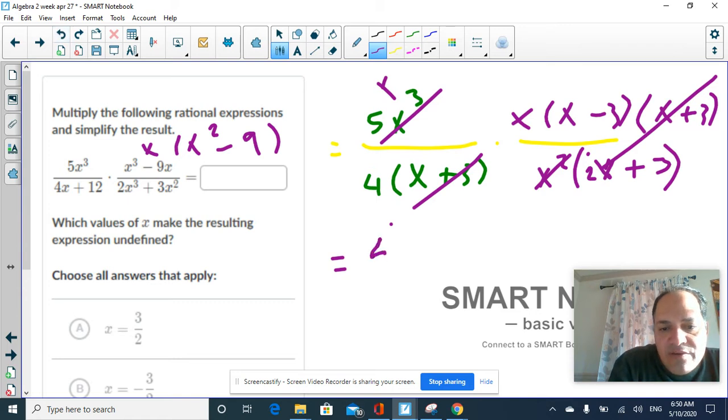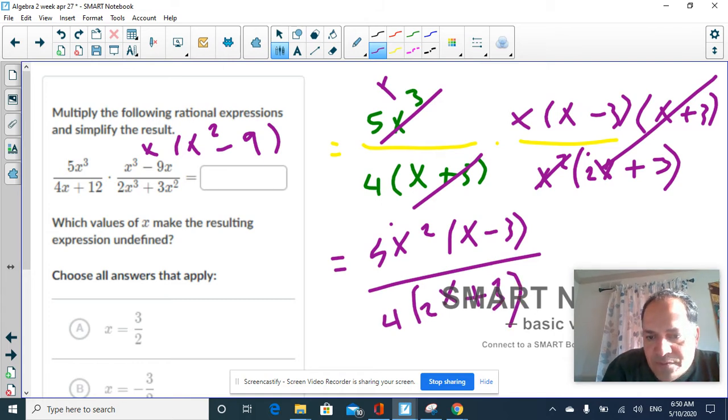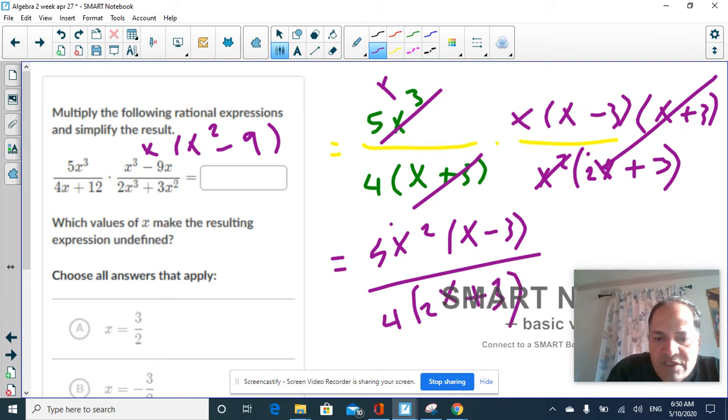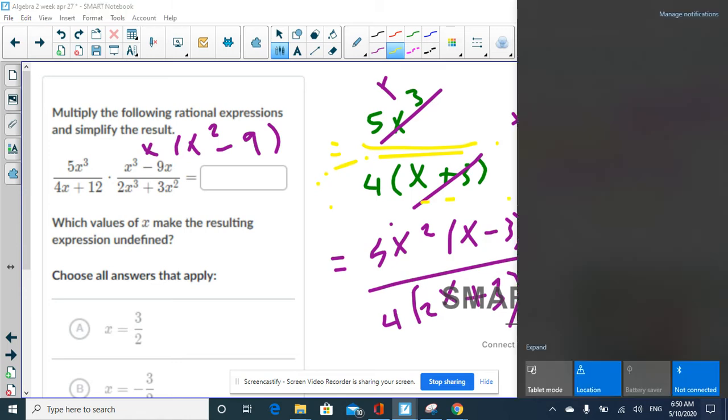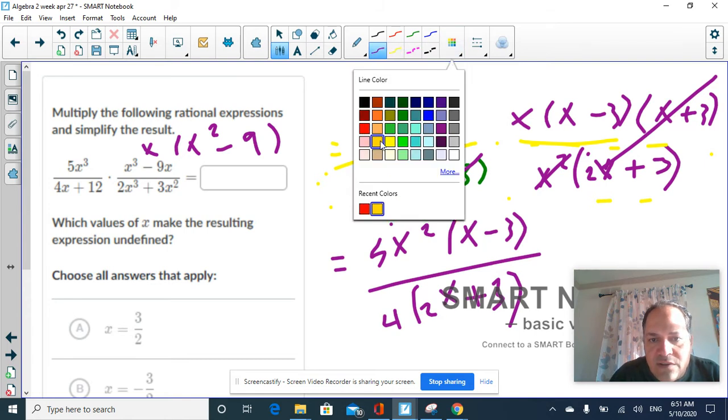5x squared multiplied by (x minus 3) over 4 times (2x plus 3). Okay, now this is the simplest form you have. But if you are looking for the zeros, just check all the denominator as we said.